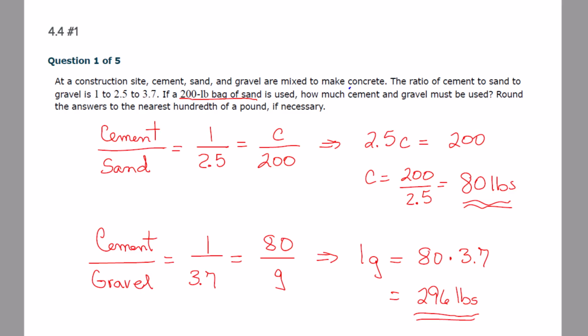And concrete was found a long time ago by the Romans, actually. It's not a new construction tool. But to make concrete, we have to have the proper amount of cement, sand, and gravel. And the ratio is 1 cement to 2.5 sand to 3.7 gravel, little tiny rocks.